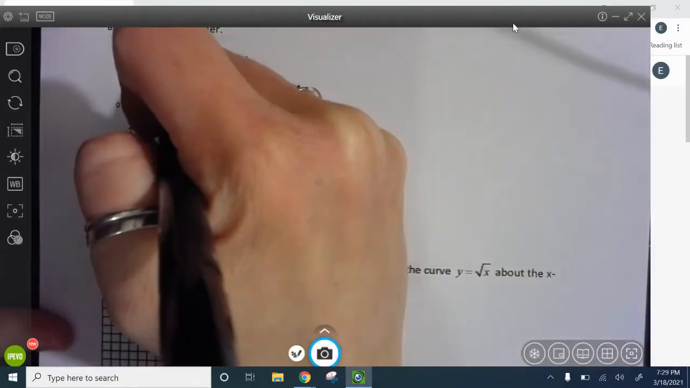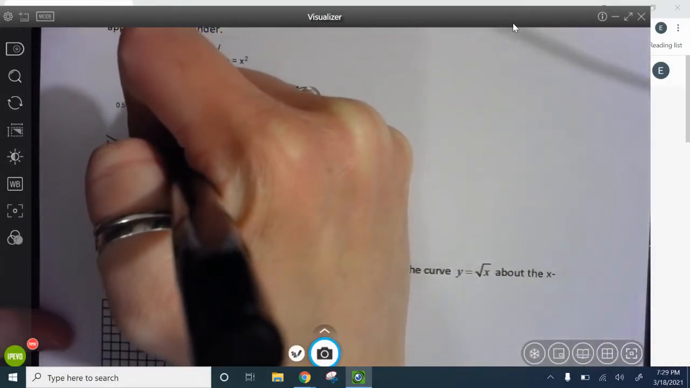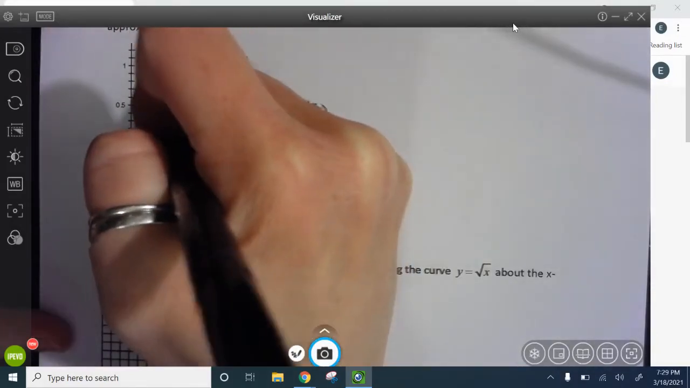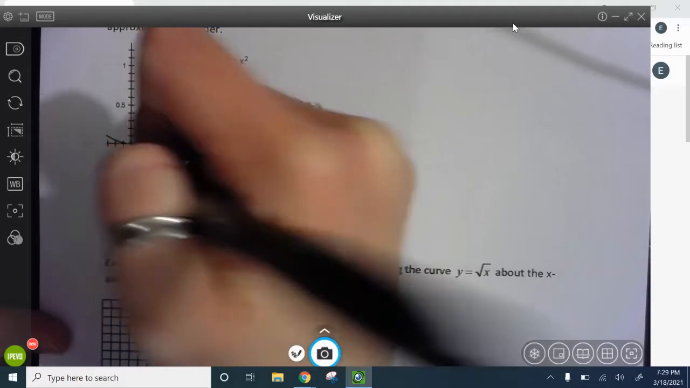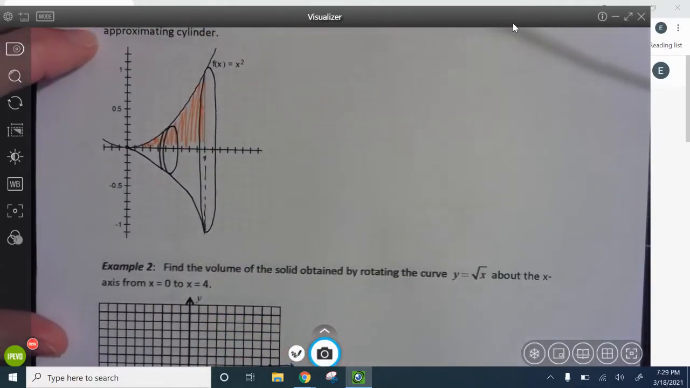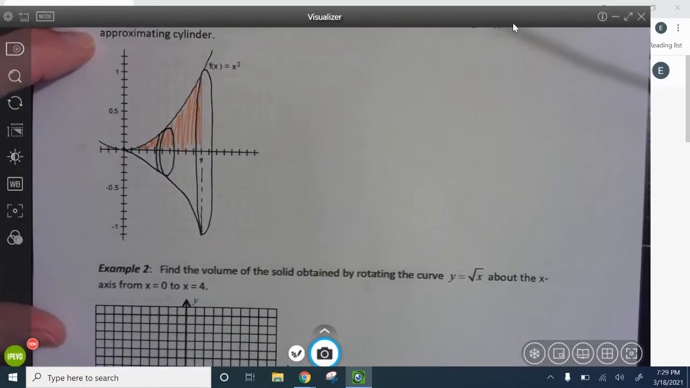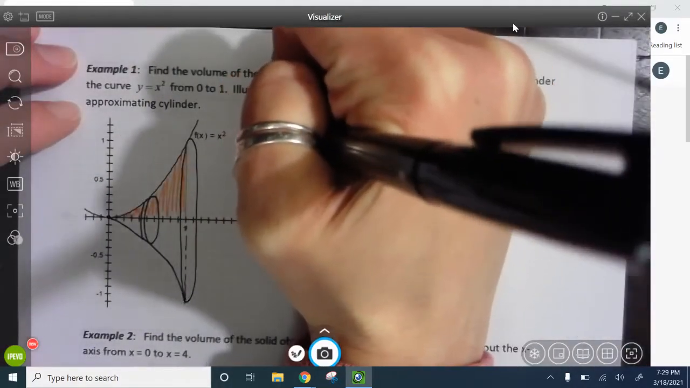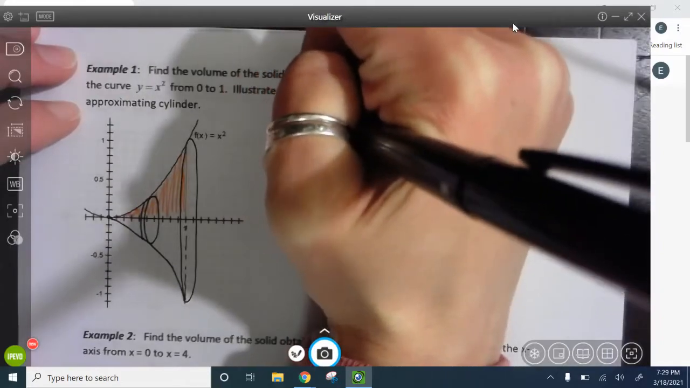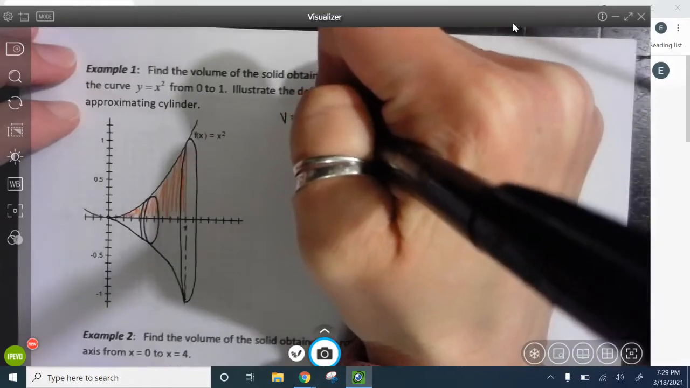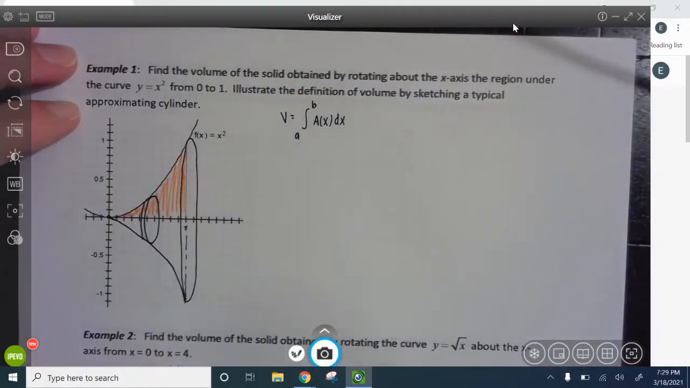And any cross-section that I'm going to get is going to be some sort of circular region. And again, I can add on a little bit of a height if I wanted to here, which again would represent the delta x. So using the idea of what we were talking about with the volume as being the integral from A to B of the area of the cross-section times delta x, let's talk about the area of this cross-section.